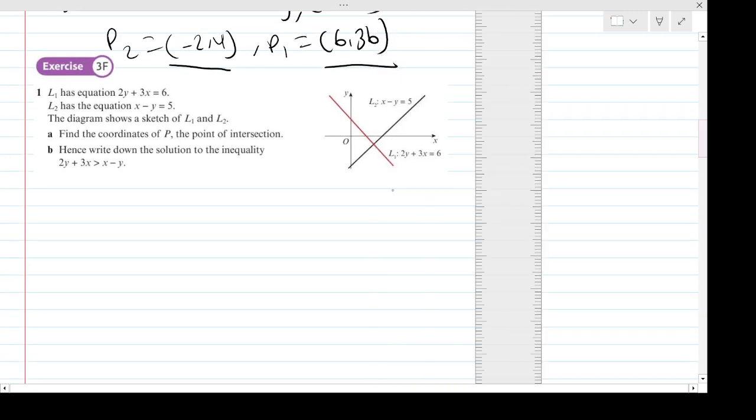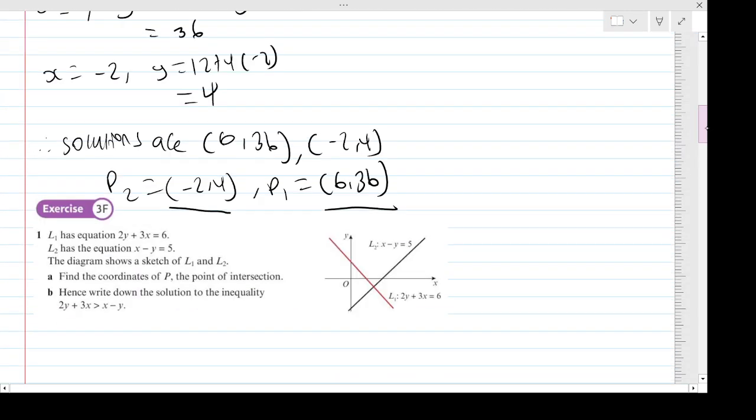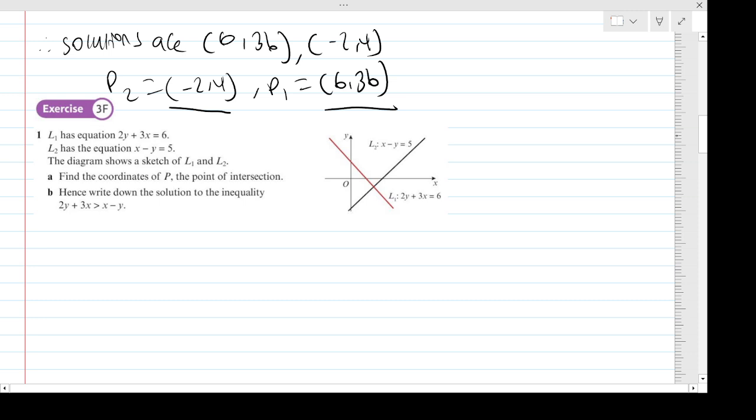Let's have a look at another question then. This time, we are given the line L1 has equation 2y plus 3x is 6. And this other line L2, we're given the equation x minus y is 5. The diagram shows a sketch of L1 and L2. Find the coordinates of P, the point of intersection. So again, the point of intersection is when they cross over. That's going to be here. So if I call that P, that's going to be this intersection there.